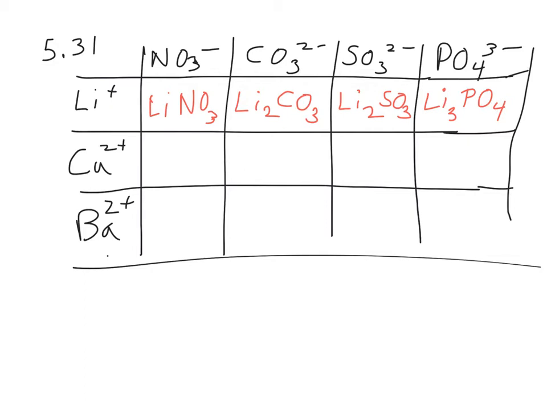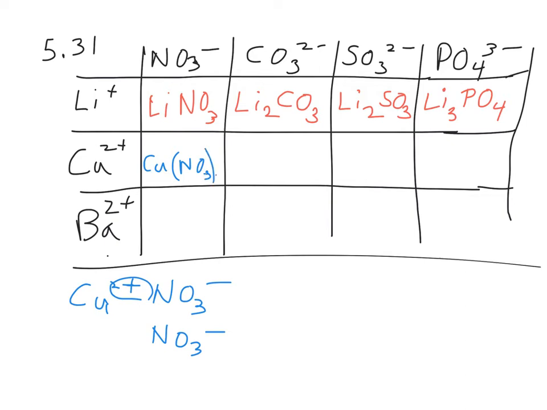Alrighty, and now let's take a look at copper. Switch to a pretty blue color here for copper. Copper has a positive 2 charge. So when it forms a compound with nitrate, which has a negative 1 charge, I'm going to need 2 nitrates to counterbalance the positive 2 charge on my copper. So I would have copper, open parentheses, nitrate, sub 2.